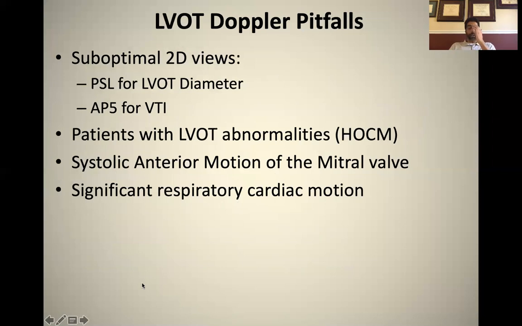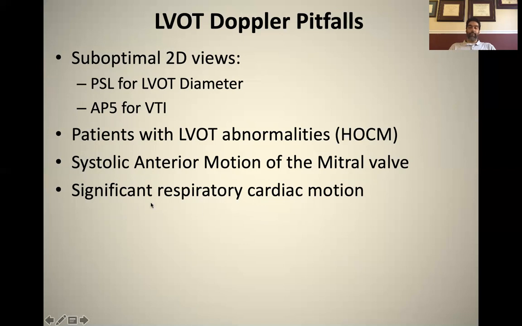Okay. The pitfalls are, again, sort of the opposite of the pearls. Bad views, bad angles will get you bad velocities. Any patient that has evidence of LVOT obstruction from HCM, don't use this in, because you're not going to get accurate numbers. And we'll talk again in the HCM-specific talk about how to screen for that.